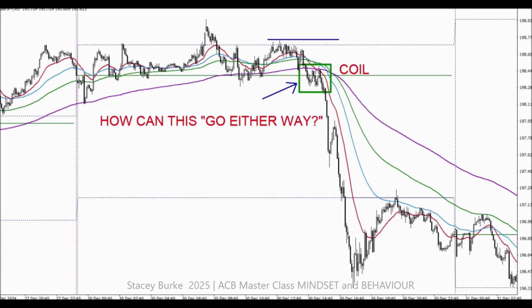You cannot get chopped up in here unless you're trying to just catch the move, get in early, get in late, chase the move. Position yourself into the coil, place your stop there. When it breaks, if and when it breaks, going to break even, and then letting the trade play out.